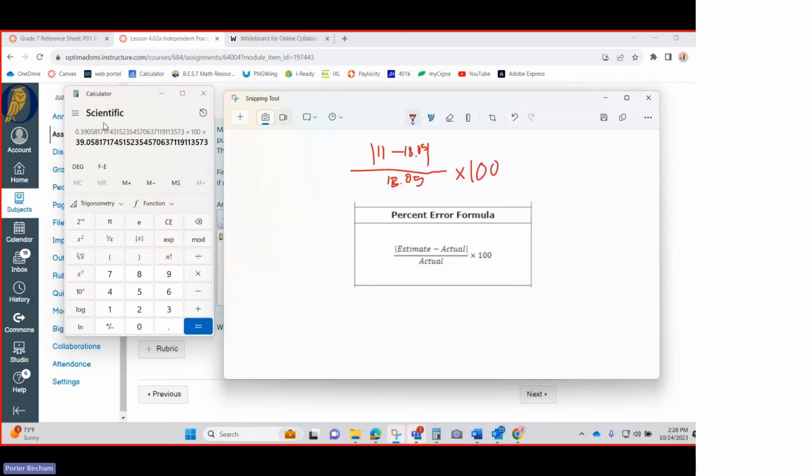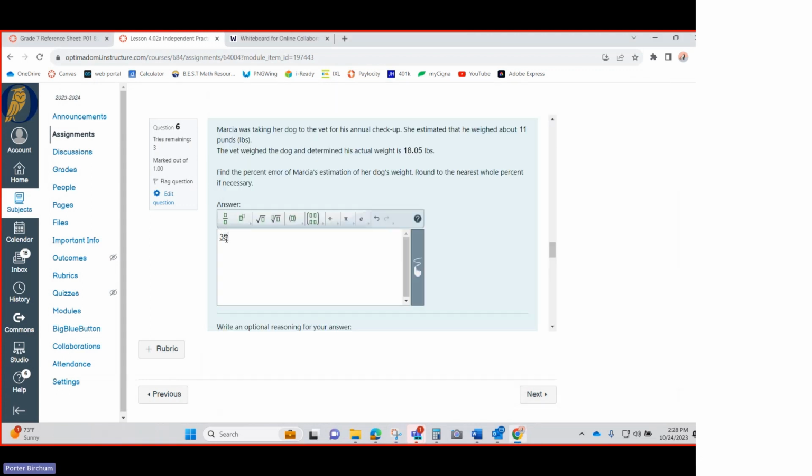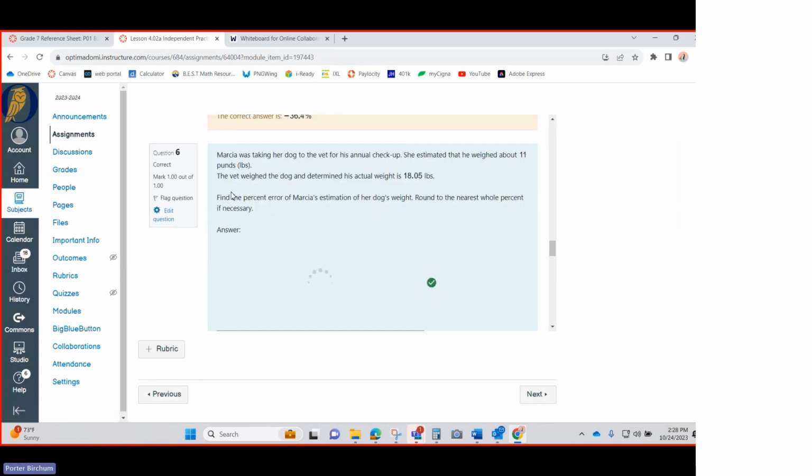The nearest whole percent. So if I'm rounding to the nearest whole percent, I look at the tenths place. Is 0 closer to 0 or 10? 0. So it rounds down, making this 39%. Don't forget that percent sign. Make sure percent error questions are always positive.